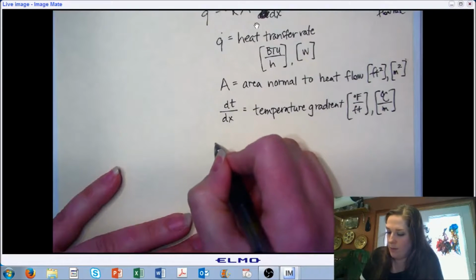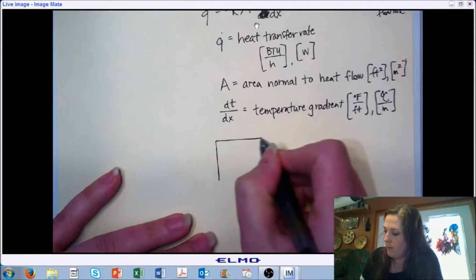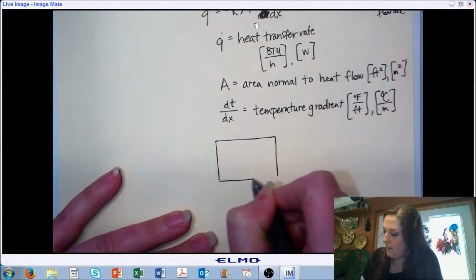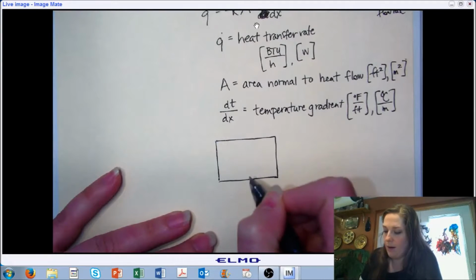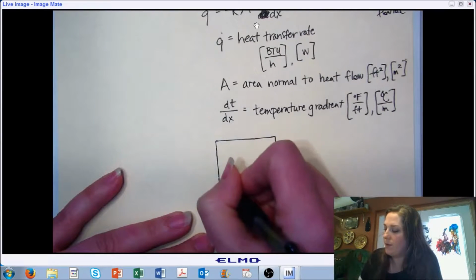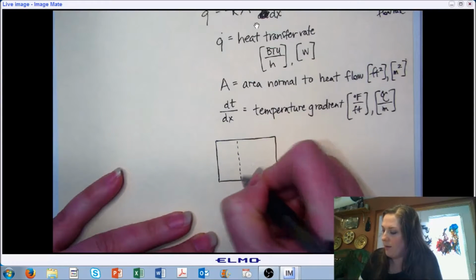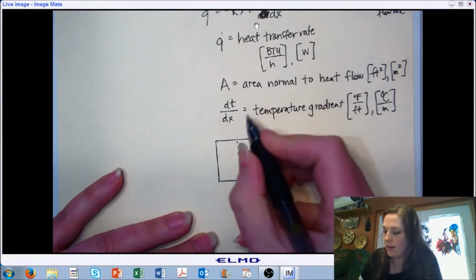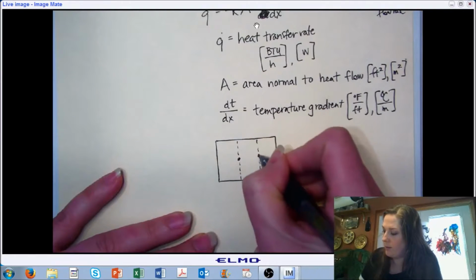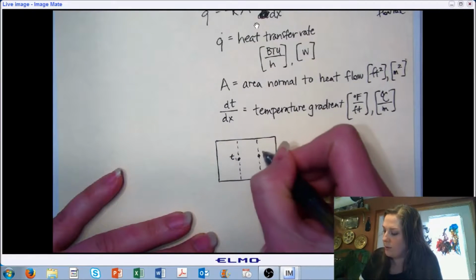So if this is our surface that we're looking at, and then this is kind of a view looking into the heat transfer through the material. So let's just say we have a couple of planes inside our material, and we have two temperatures, two points that are at two different temperatures.